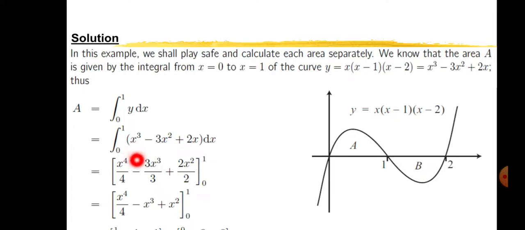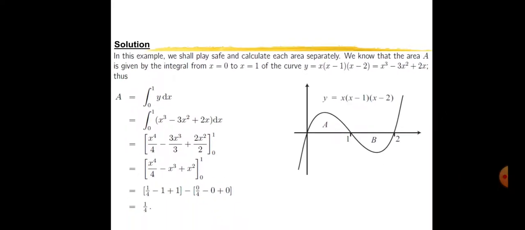Do the integration. x power 3 will be x power 4 over 4. x power 2 will be x power 3 over 3. x will be x squared over 2, from 0 to 1. Substitute x equals 1 minus x equals 0. So the final answer here, substitute x equals 1 here and x equals 0 here. So the final answer is 1 over 4. This is the area here in this part from 0 to 1. Now find the area B here from 1 to 2.